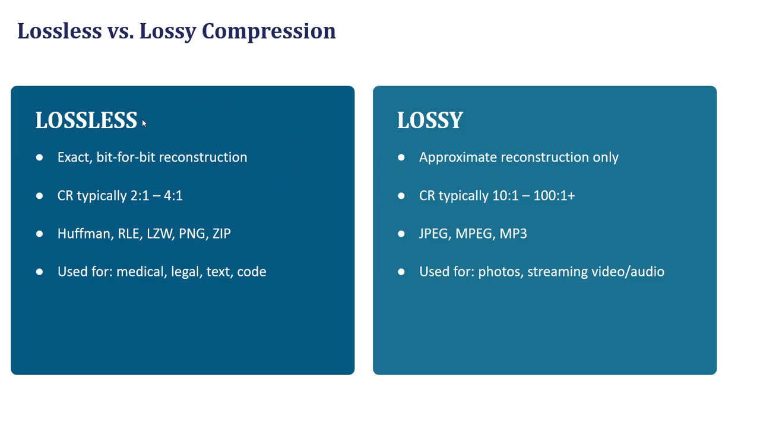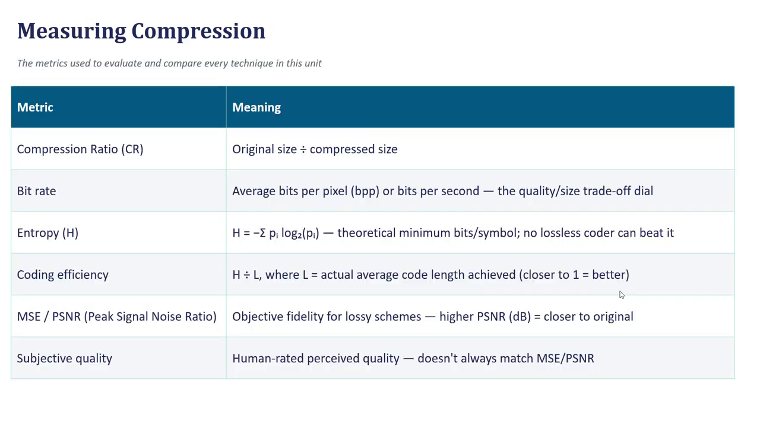Lossless compression does not lead to loss of information, and not much compression ratio is possible. Examples: Huffman, RLE, LZW, PNG compression, zip compression, all these. We will see what these particular techniques are in the following videos. Then we have the lossy type of compression. Approximate reconstruction is possible, like 10 is to 1, 100 is to 1. JPEG, MPEG, MP3, all these make use of lossy compression. So these are used for photos, streaming videos or audios.